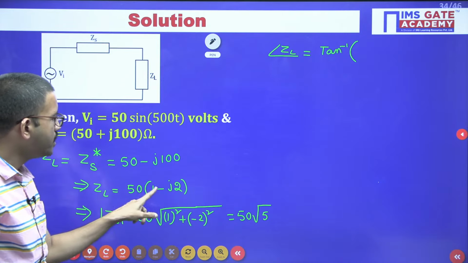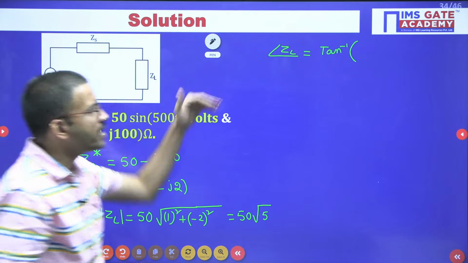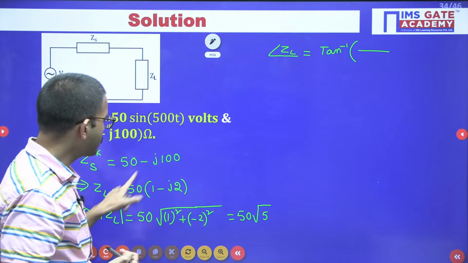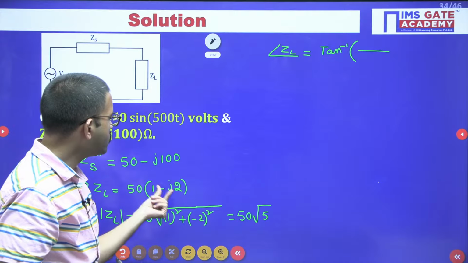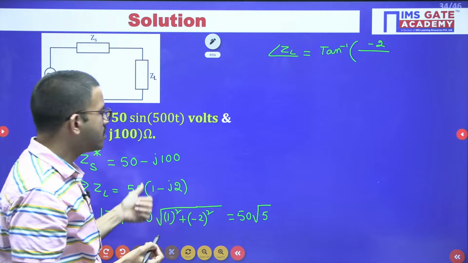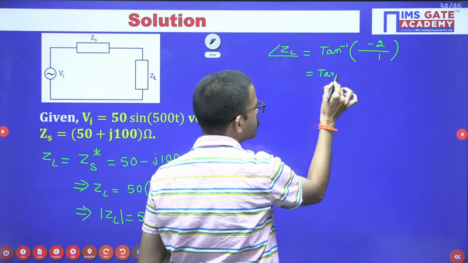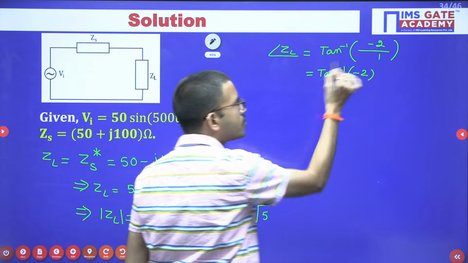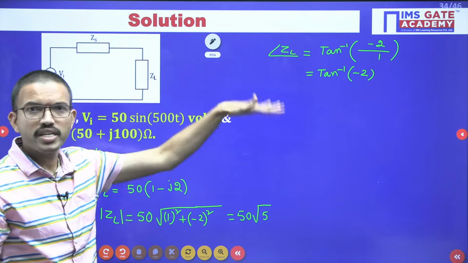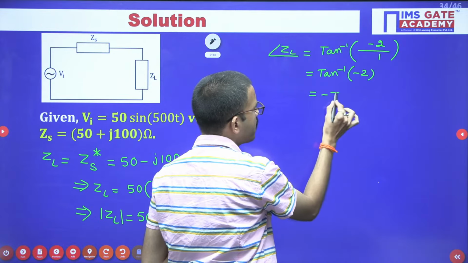In the imaginary part and real part, 50 is there in both terms, so we can ignore it, because in the ratio of the imaginary term by the real term it gets cancelled. Regarding the imaginary part you get minus 2, and regarding the real part you get 1. So you get tan inverse of minus 2. If you want, you can write 50 into minus 2 in the numerator and 50 into 1 in the denominator, after which 50 gets cancelled. So tan inverse of minus 2 we can write as minus tan inverse 2.